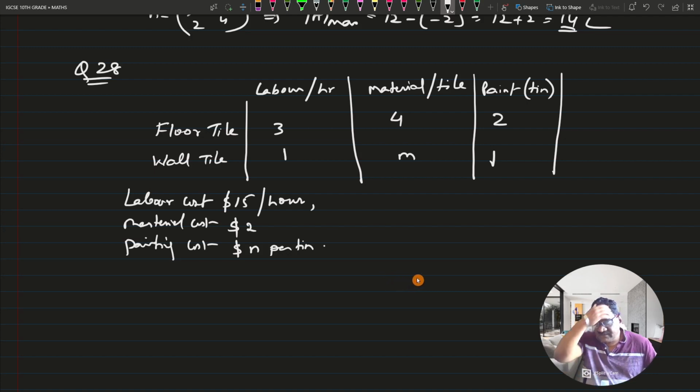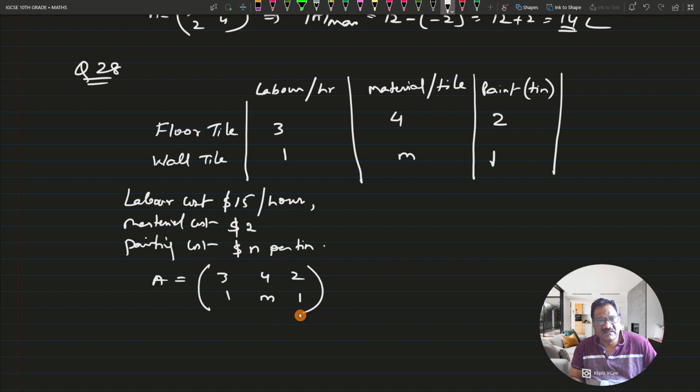Now this information has been put up in the form of two matrices. Matrix A, which is 3 4 2 1 m and 1, and matrix B, it is given as 12, sorry, 15, not 12.